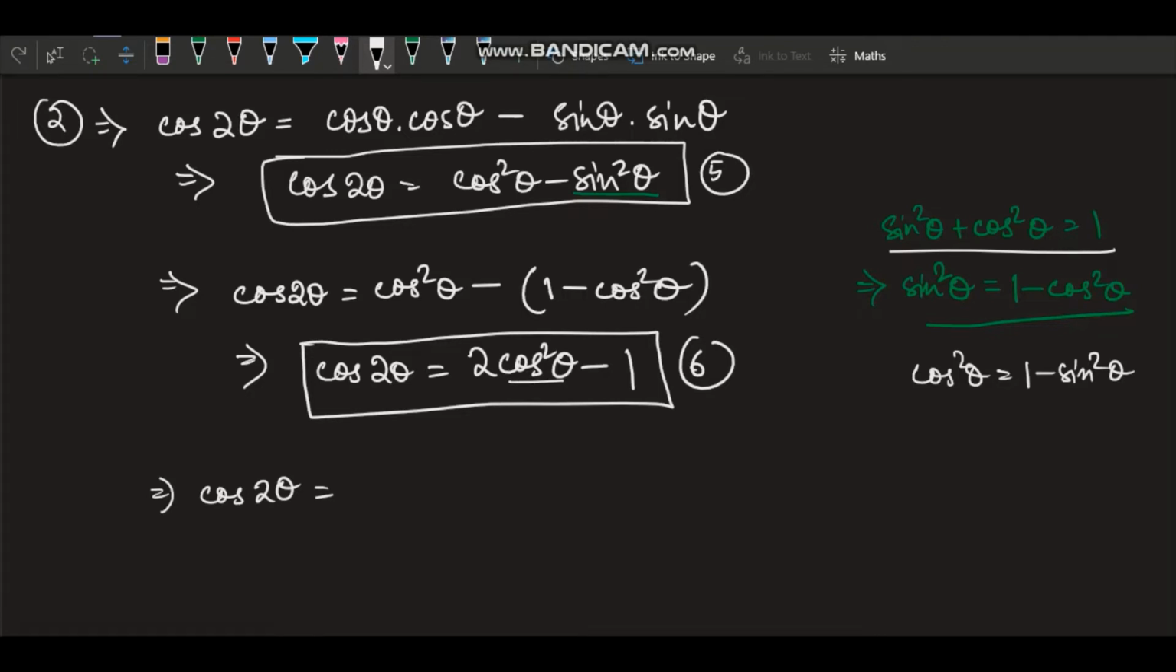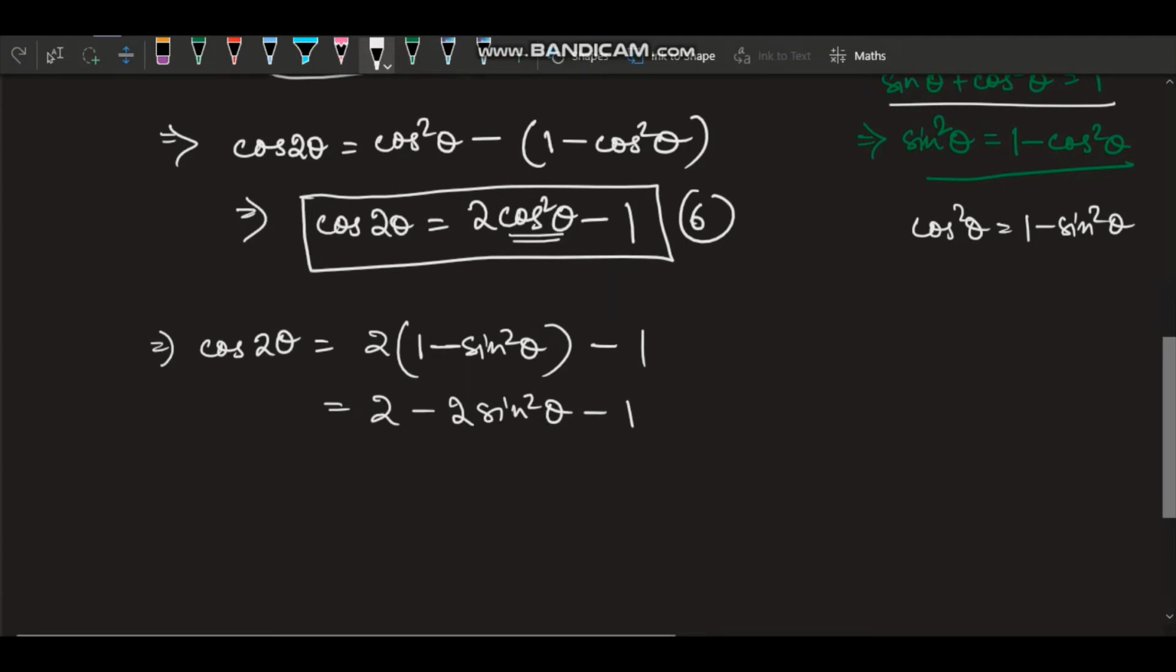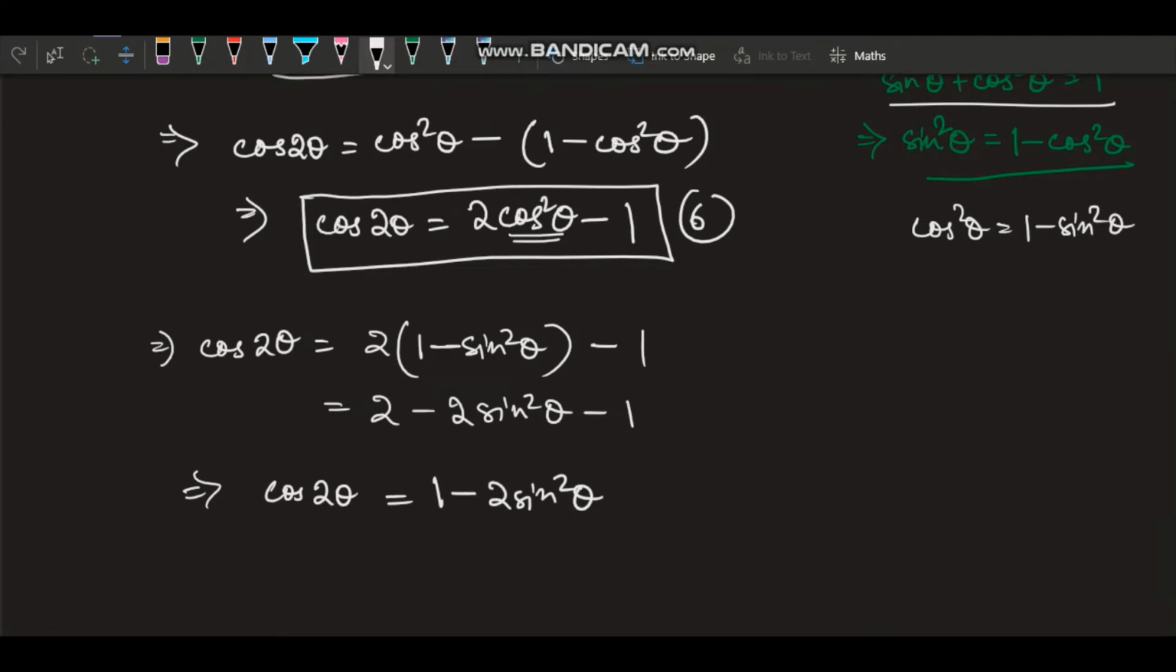So in place of this cos square theta, I can write 1 minus sine square theta minus 1. So what am I getting? 2 minus 2 sine square theta minus 1. So this gives me cos 2 theta equals 1 minus 2 sine square theta. Cos 2 theta gives me 1 minus 2 sine square theta, right? So let me denote this by 7.